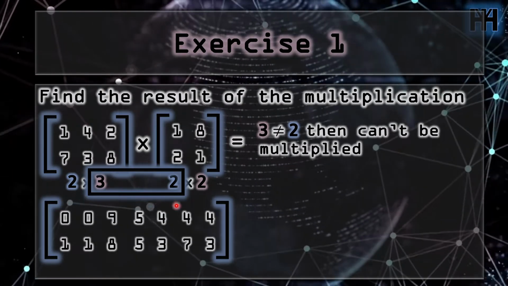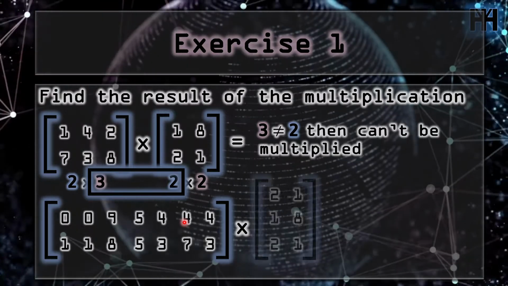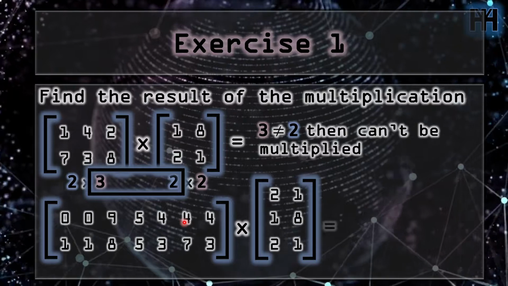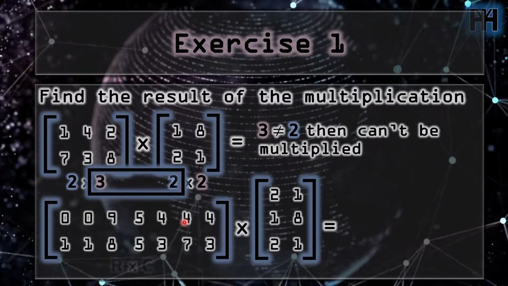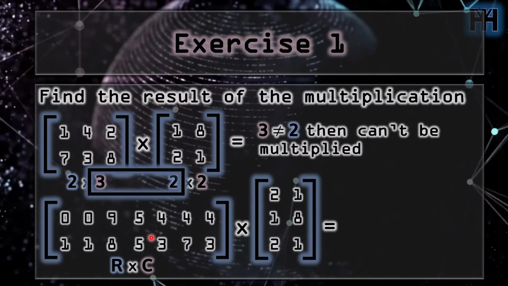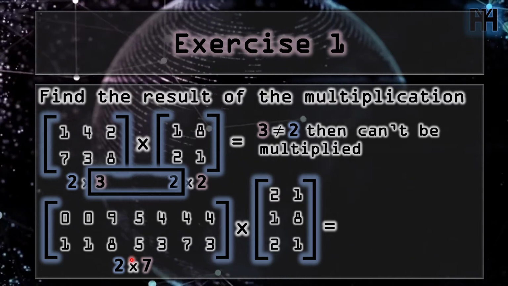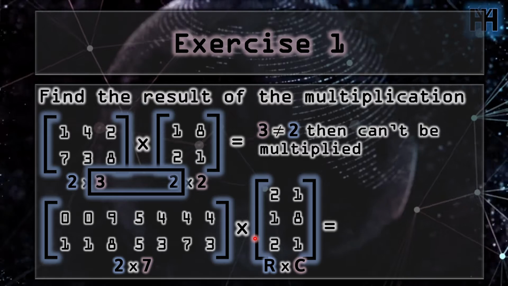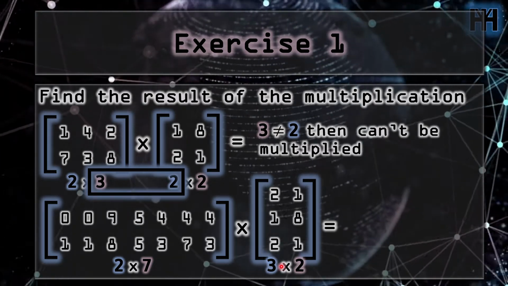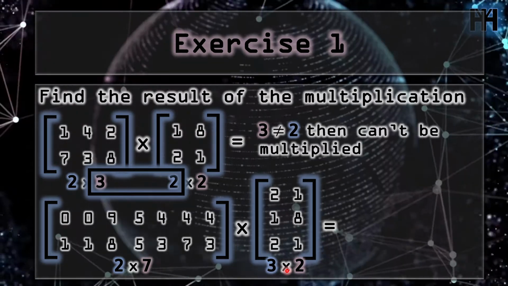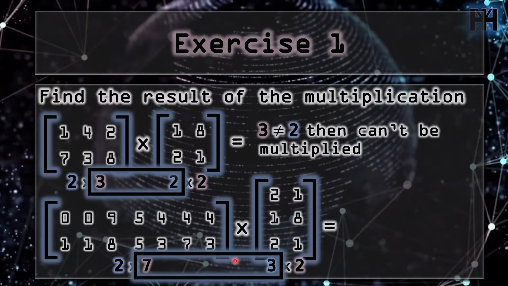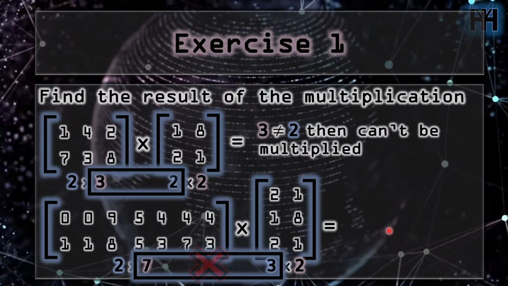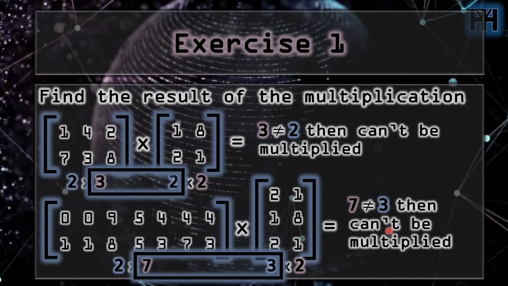This is the first matrix here, and this is the second matrix. Let's see if we can multiply them. But first, let's see the rows and columns of the first matrix. The first matrix has 2 rows and 7 columns, and the second matrix has 3 rows and 2 columns. Let's see if we can multiply them. No, the 7 is not equal to the 3, so this multiplication can't take place.